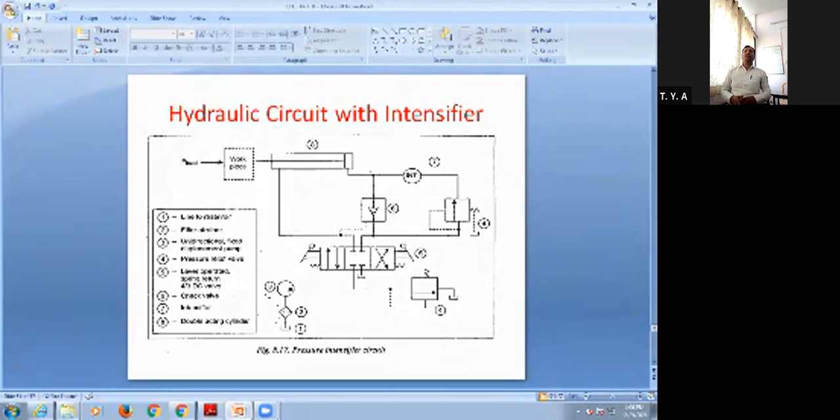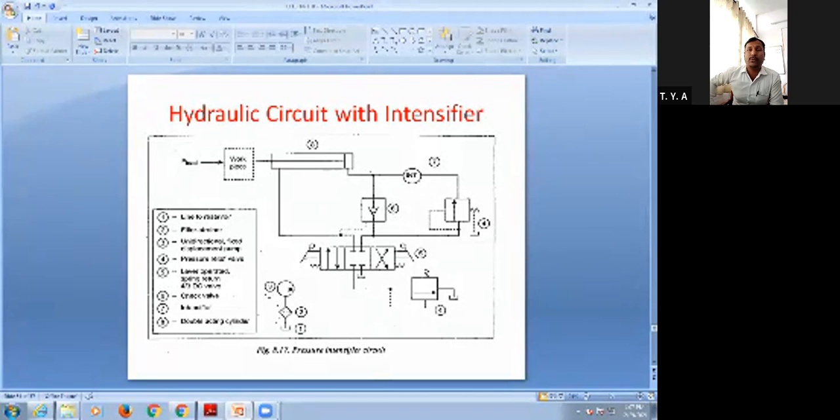So such hydraulic circuits you should know. Why is the intensifier used? Because in some applications we need to boost the pressure of the fluid. For that purpose, such an intensifier is installed in the hydraulic circuit. Getting it? Understood or not?